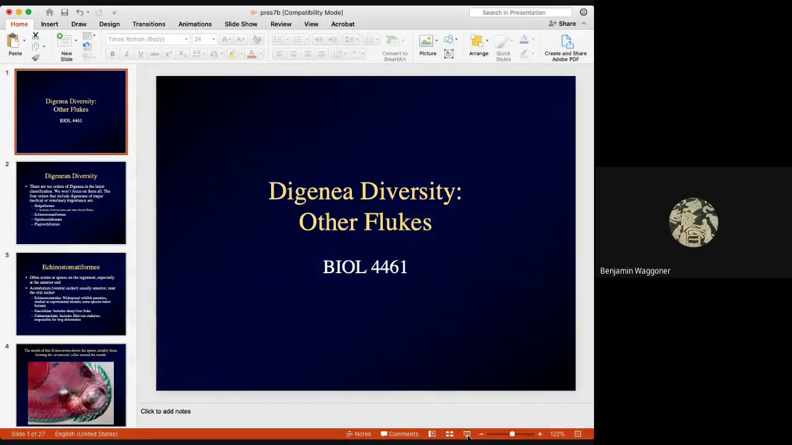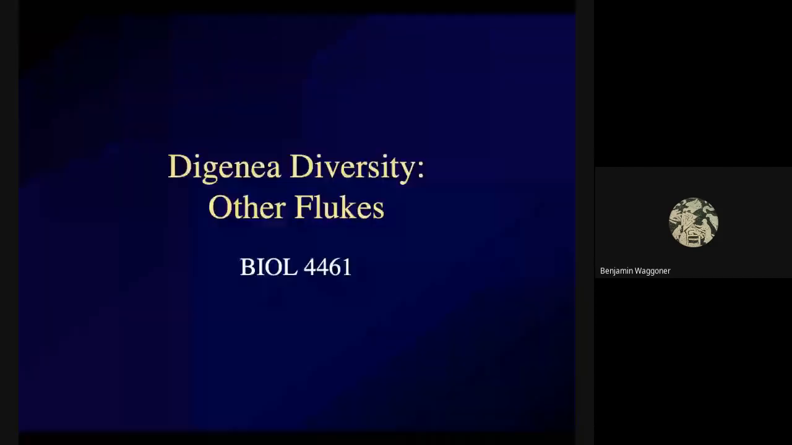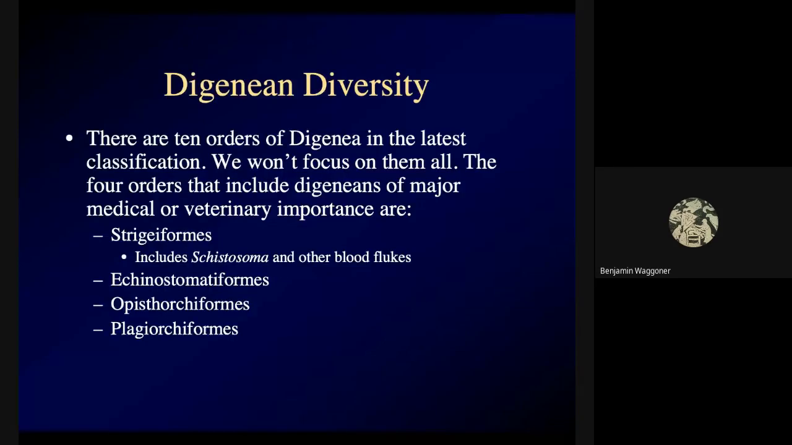We talked about the Strigeiforms, which include schistosoma, globally one of the bigger public health problems. The other three are Echinostomatoforms, Opisthoraciforms, and Plagiorciforms. Echinostomatoforms means they've got spiny mouths. Opisthoraciforms means testicles in the rear. Plagiorciforms, I'm afraid I would have to look up plagio. I'm kind of drawing a blank this morning.